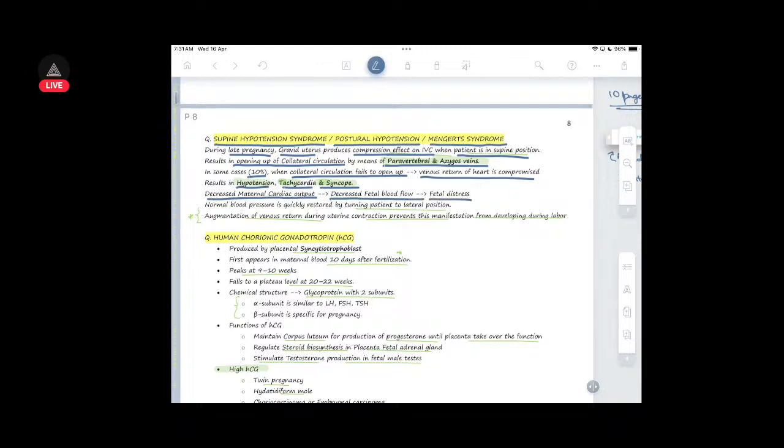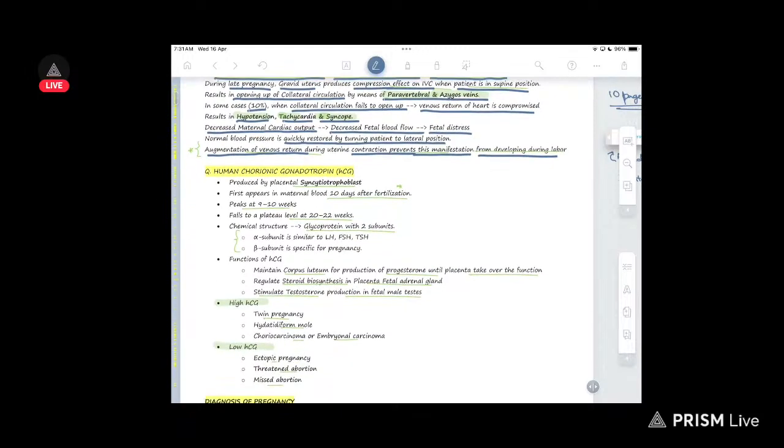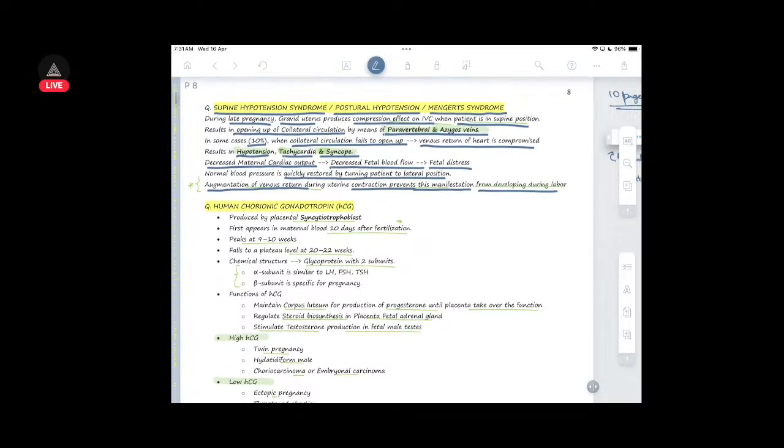Then normal blood pressure is quickly restored by turning the patient to the lateral position. Augmentation of venous return, contracted pelvis prevents this manifestation from developing during labor. So venous return you have to do, contraction prevents this manifestation.